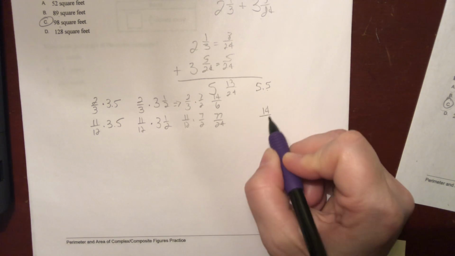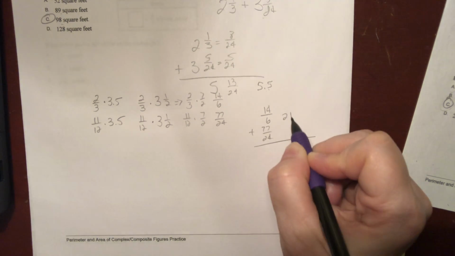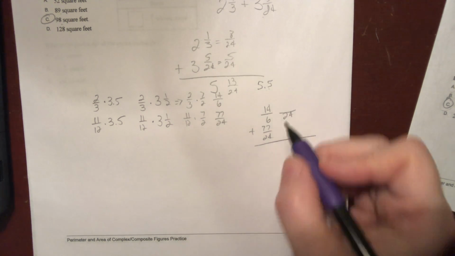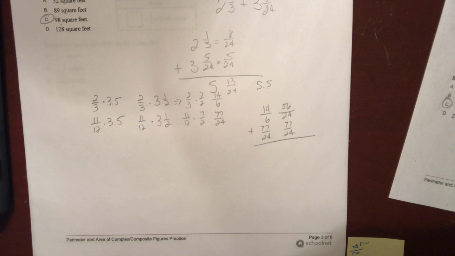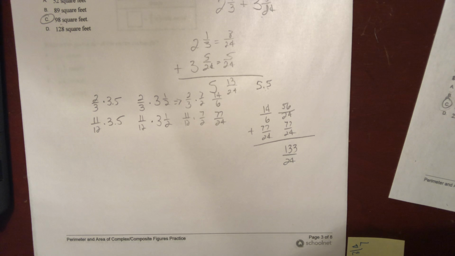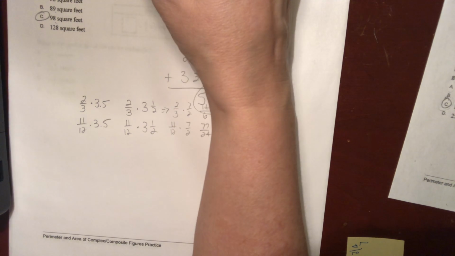So what happens if you add those together? 14/6 plus 77/24. 14 times 4, 56. 77 plus 56, 133 over 24. 5 and 13/24. That's which is what I got right here. All right, so that should be both of these.